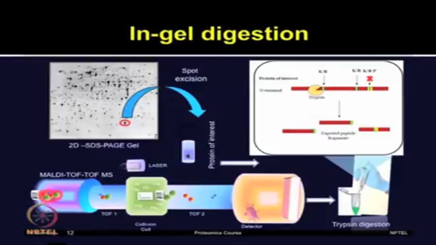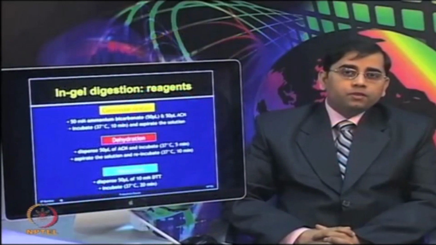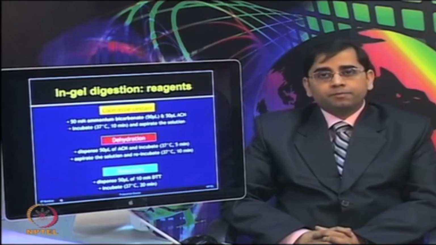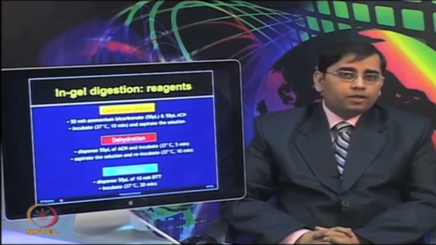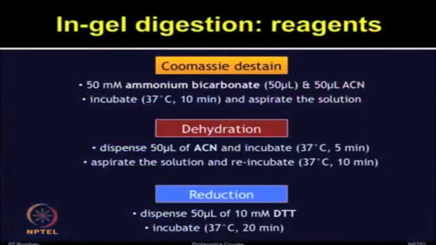So, a similar protocol can be modified and used for various types of applications in proteomics. This slide gives you various recipes for performing in-gel digestion. The first step is the de-staining of the spots or the band, because you have stained the gels with Coomassie brilliant blue or some other stains, and first of all you would like to remove the stains. Stain removal is essential prior to the mass spectrometric analysis.